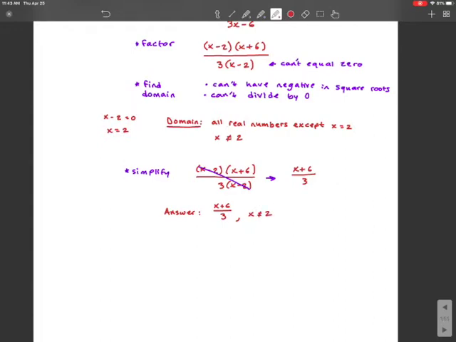Okay? And then after you simplify, what does that mean? That's just our simplified answer. It just means that now we're here, and that's as far as I can go.